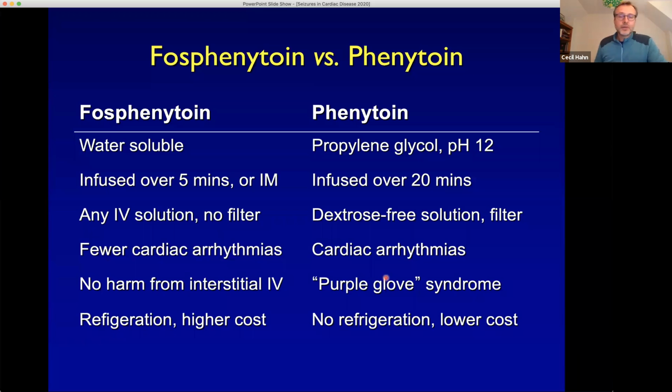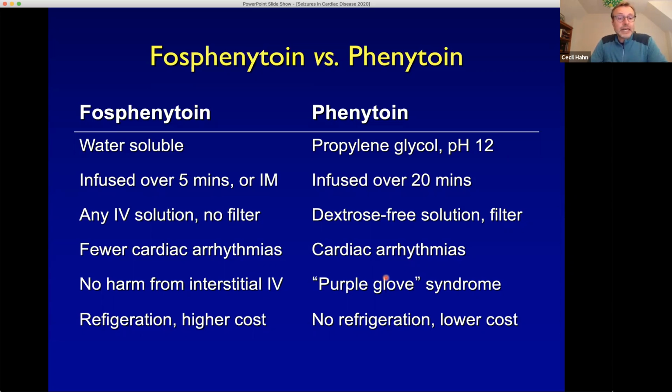Fosphenytoin versus phenytoin, brief table here. I don't know how many of you actually have access to fosphenytoin. Many hospitals are a bit reluctant to stock it because it is a little bit more expensive than phenytoin, but the price really isn't that different. And there are some advantages. First of all, I mentioned it's water soluble, versus phenytoin, which is dissolved in propylene glycol, which is antifreeze, and has a pH of 12. You can infuse fosphenytoin more quickly.